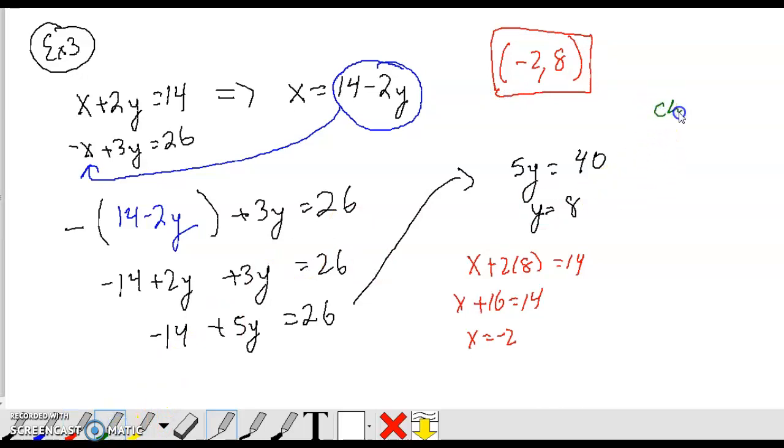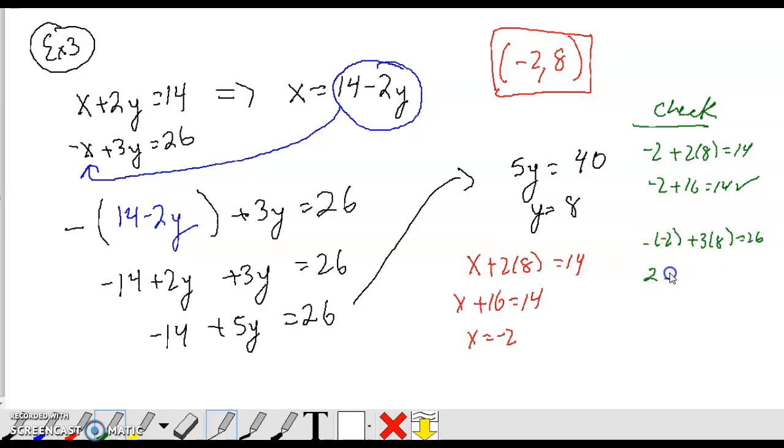Let's do a quick little check and make sure that it works. So negative 2 plus 2 times 8 is equal to 14. Negative 2 plus 16 is equal to 14. That does work out. Let's try the other one. Negative, and a negative, plus 3 times 8 is equal to 26. Negative and negative make it a positive 2. And then this is 24. 24 plus 2 does give us 26. So again, the check really is for you. And that's solving by substitution.